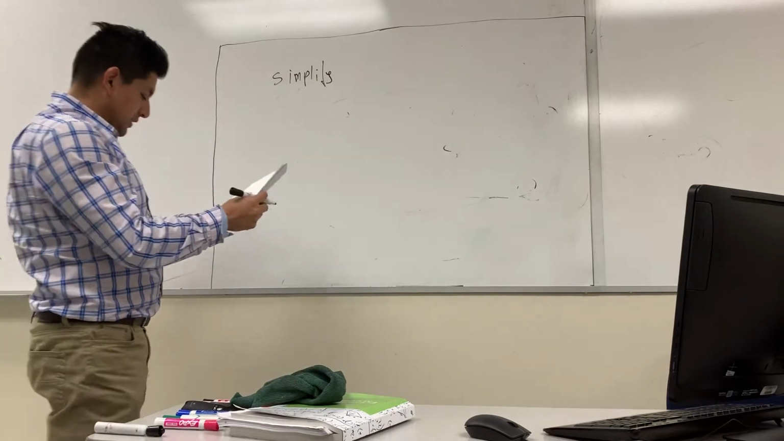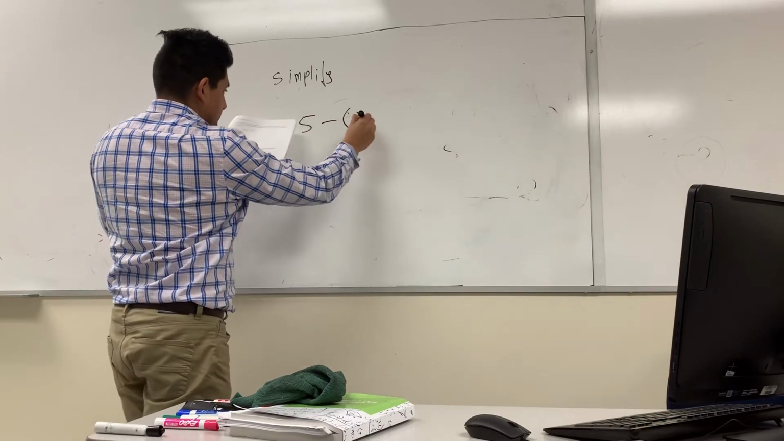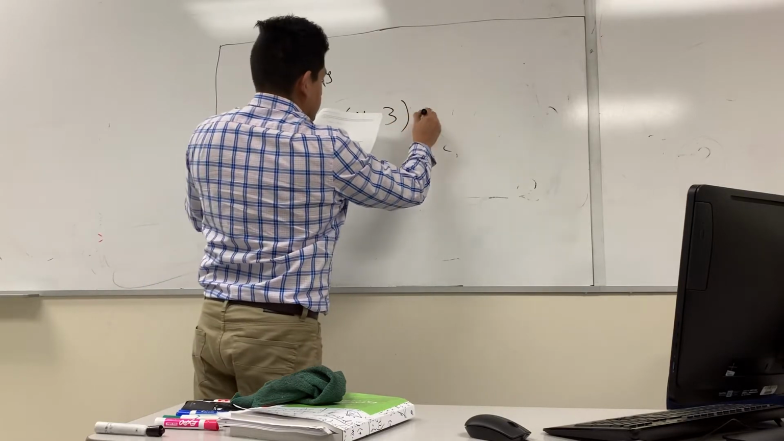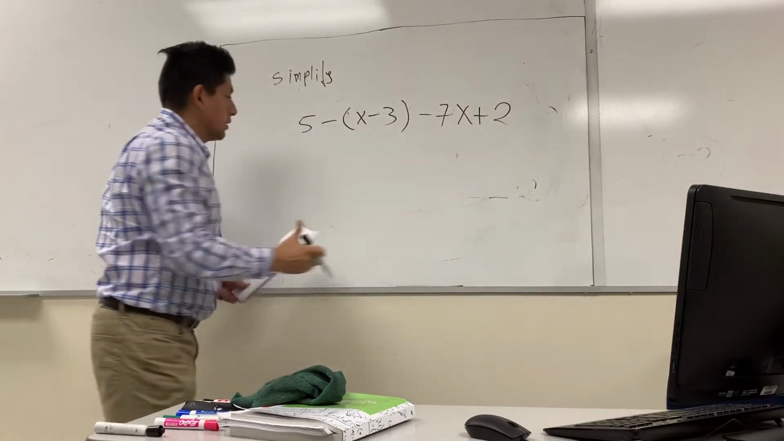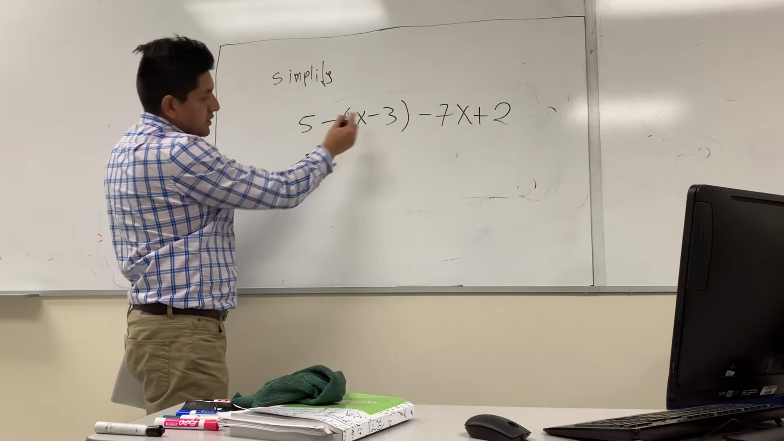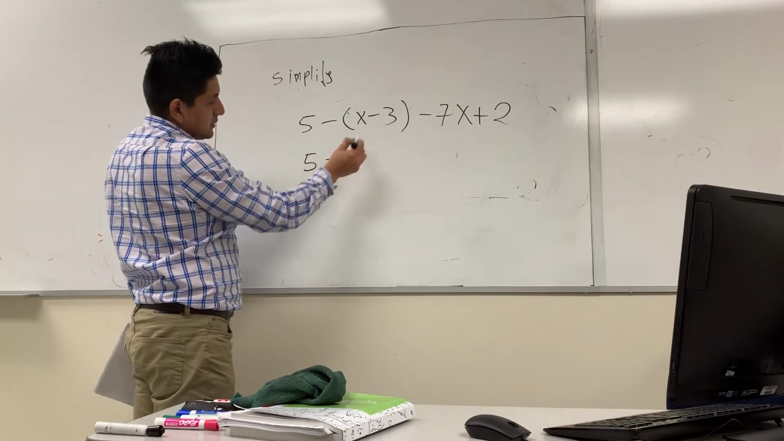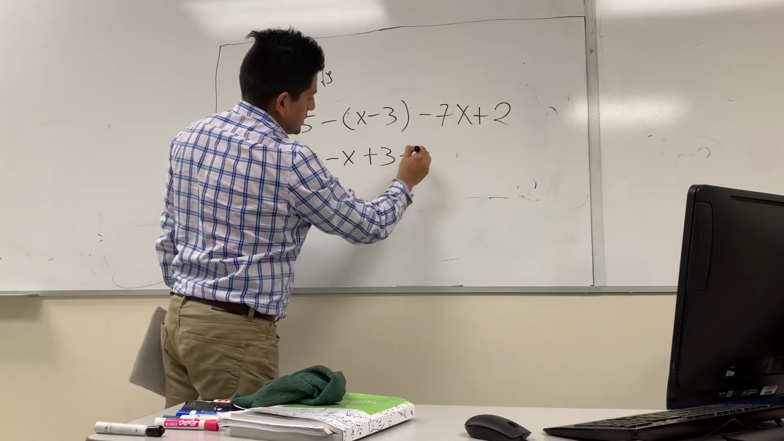Okay, going to the next one, we have 5 minus parentheses x minus 3 minus 7x plus 2. The 5, I copy, but the negative will change the signs inside the parentheses. So this x becomes -x, -3 becomes +3. And I just copy this.